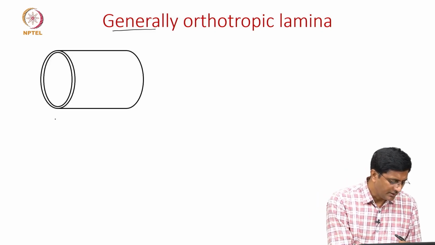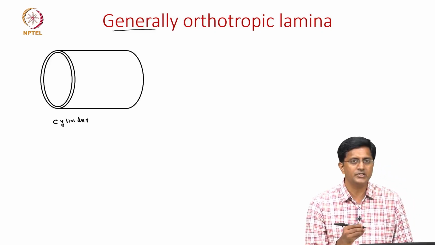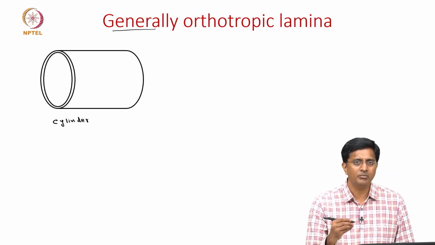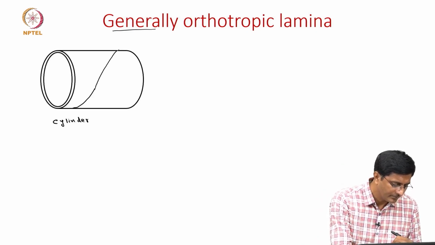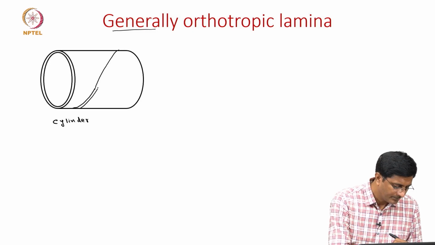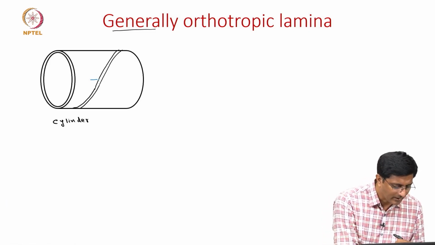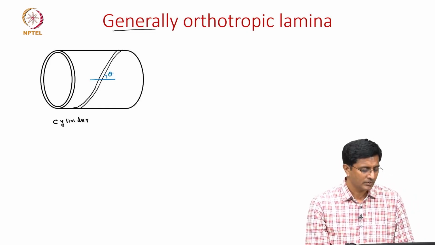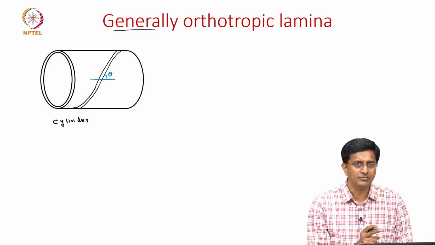Consider this cylinder. Let us say this cylinder is prepared by filament winding, meaning that there are fibers wound at an angle. Let us say these are the fibers. And now let us say these fibers are making an angle of theta with the x axis. So, as you can see, there are two ways you can define the coordinate system.